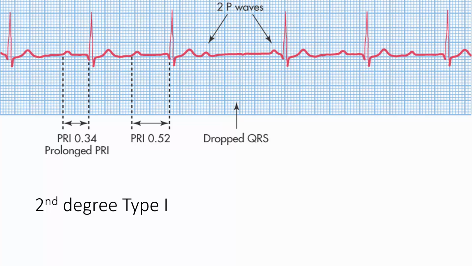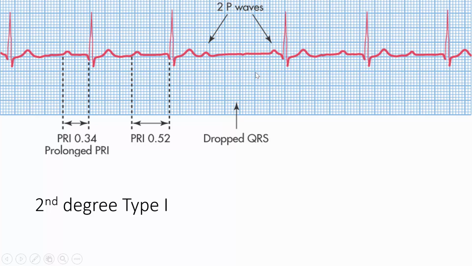The other key feature of a second degree type 1 block is that your PR interval gets gradually longer with each successive beat, until finally the P wave fails to conduct to the ventricles. When that happens, guys, that's when you're going to have that dropped QRS. Your QRS complexes, when you have them, are normal and within defined limits. So that's your 5-step method for your second degree. Let's practice on this one right here. My rate right here, remember, is, let's see, we got 1, 2, 3, 4, 5.